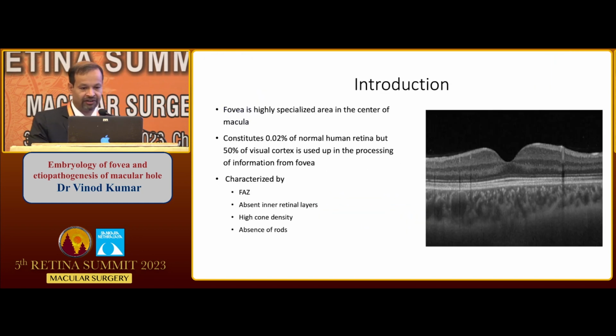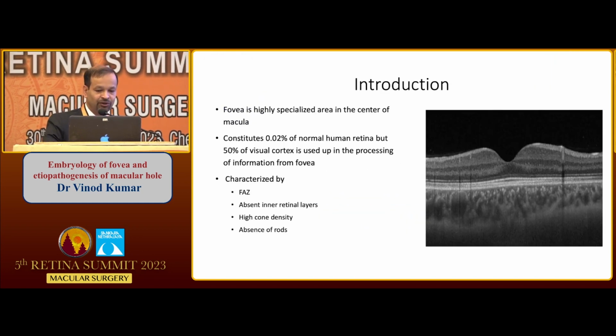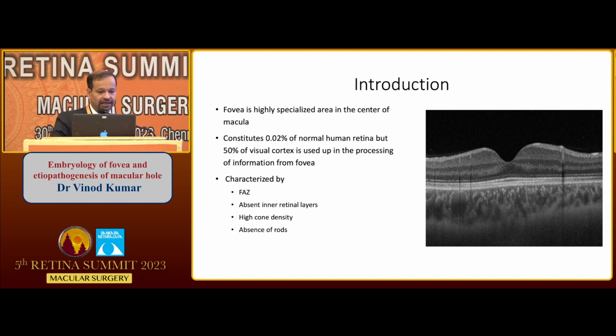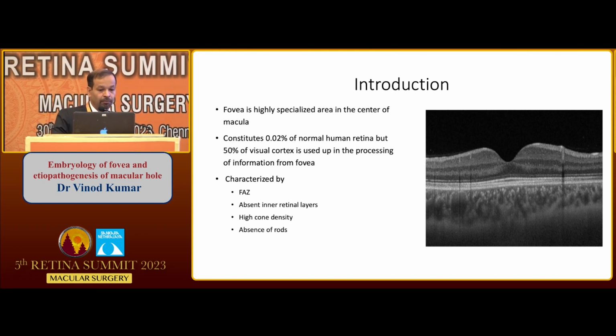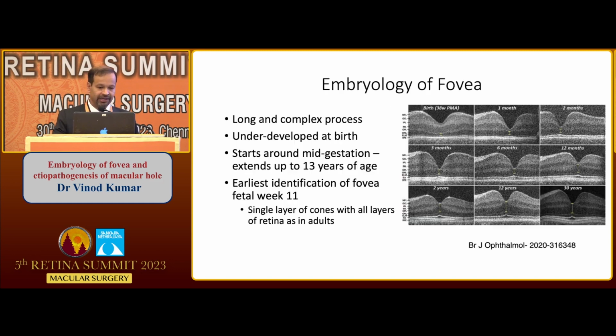So the topic allotted to me is embryology of fovea and etiopathogenesis of macular hole. Since we are starting with the very basics, I'll stick to the basics. We all know, just to recapitulate, the fovea is the highly specialized area in the center of the macula. It constitutes only 0.02% of the human retina, but 50% of the visual cortex is used up in the processing of information from the fovea. It is characterized by a central foveal avascular zone, absent inner retinal layers, high cone density, and absence of rods.